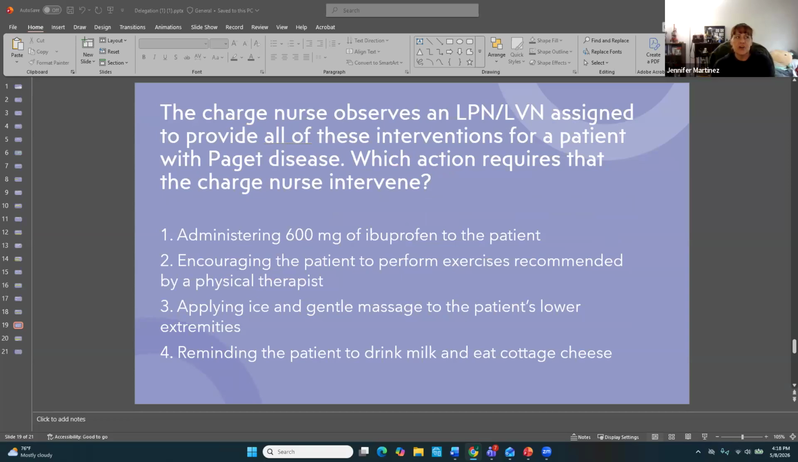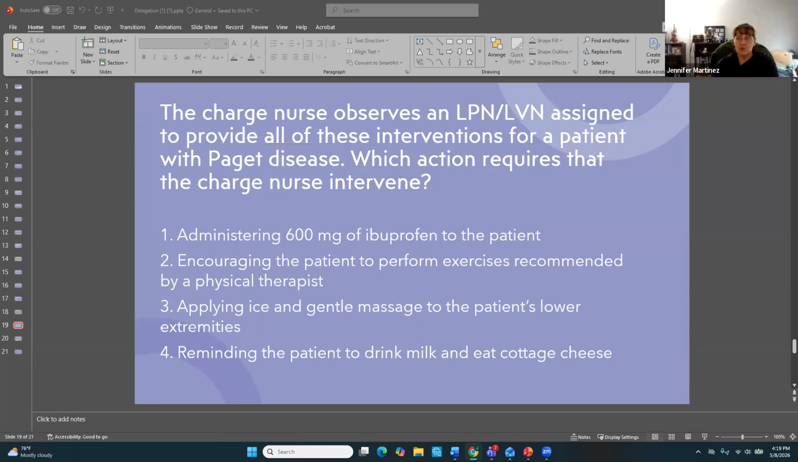So the charge nurse observes an LPN or LVN assigned to provide all of these interventions for a patient with Paget's disease. Which action requires the charge nurse to intervene? So 1, administering 600 milligrams of ibuprofen to the patient. 2, encouraging the patient to perform exercises recommended by a physical therapist. 3, applying ice and gentle massage to the patient's lower extremities. And 4, reminding the patient to drink milk and eat cottage cheese.